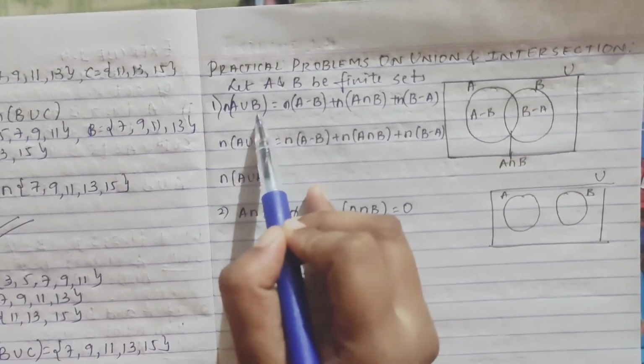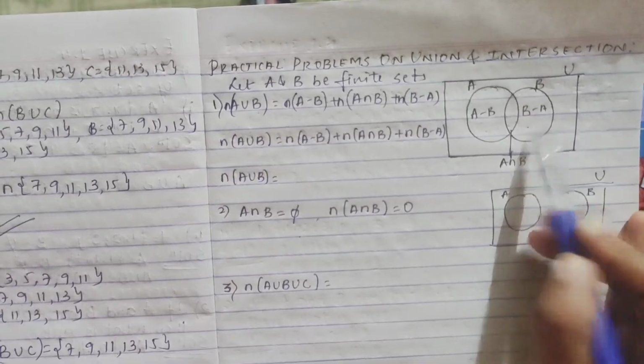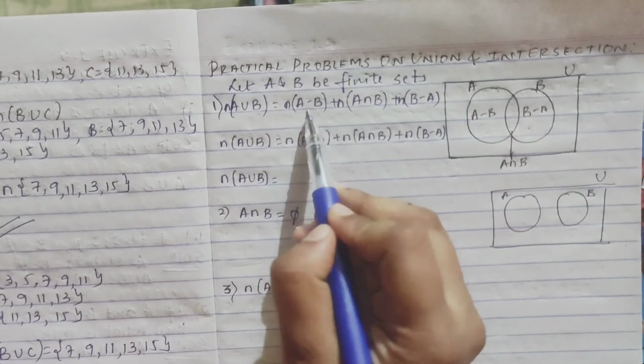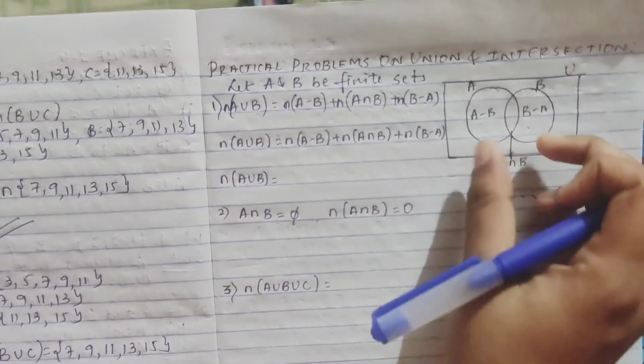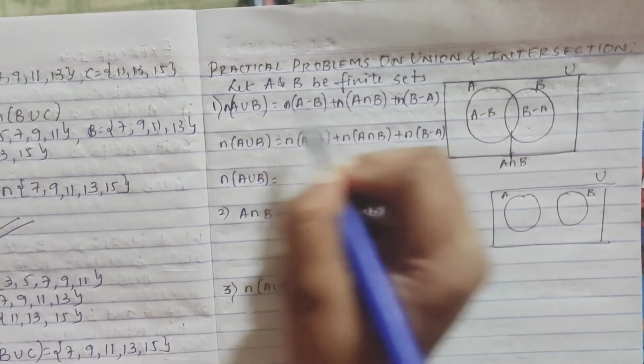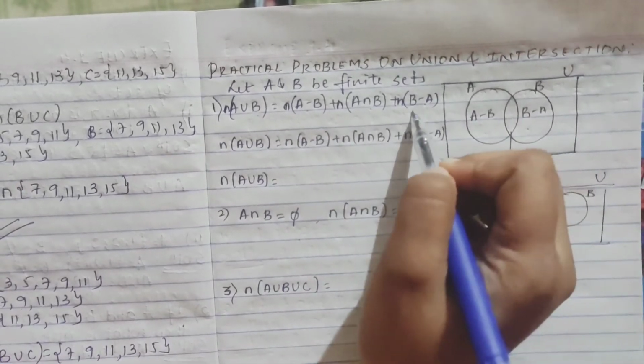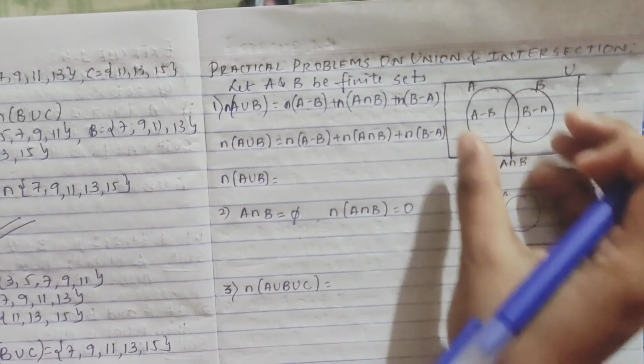Now see, A union B, how can I write? A minus B plus A intersection B plus B minus A, right? Union means everything which comes. So A minus B, A intersection B, B minus A. Now to find the number of these, I only have to put n for each. n means number of: n of A union B, n of A minus B, n of A intersection B, n of B minus A.